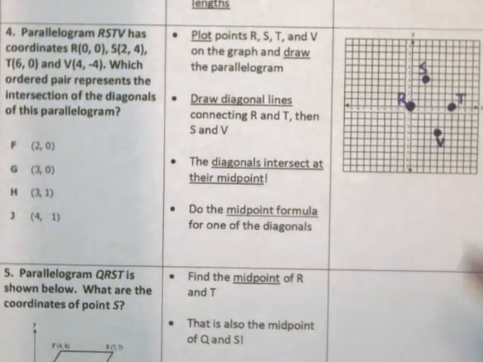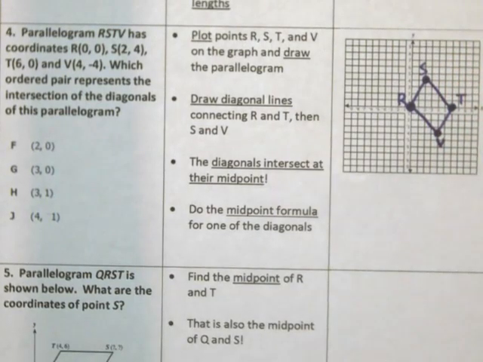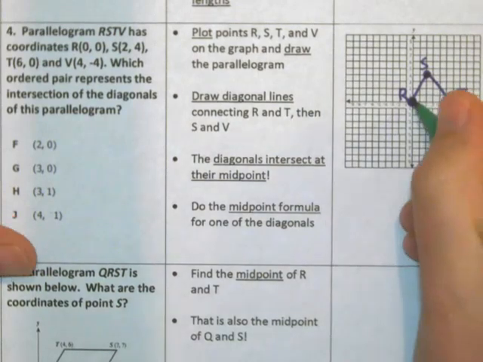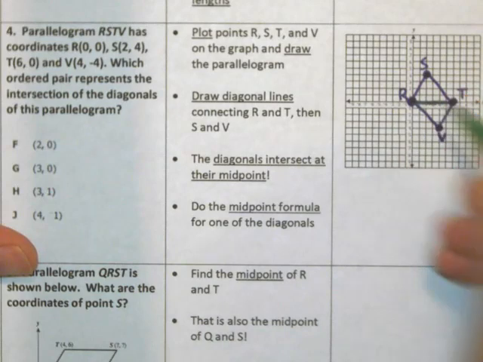So I'm going to connect these points together to create our parallelogram. The next thing I'm going to do is draw diagonal lines from R and T and S and V to create the diagonals.